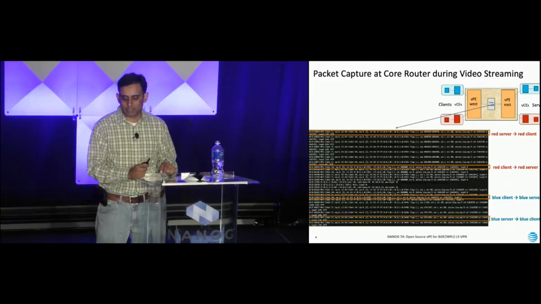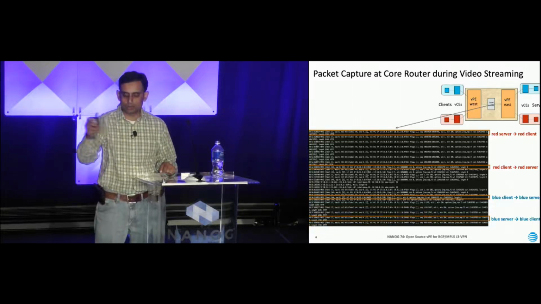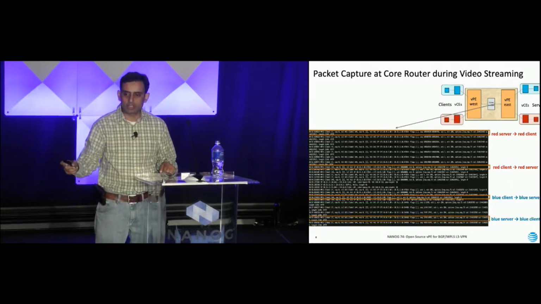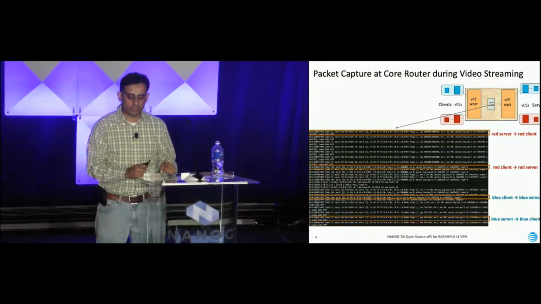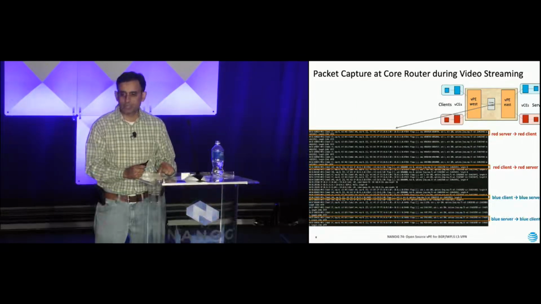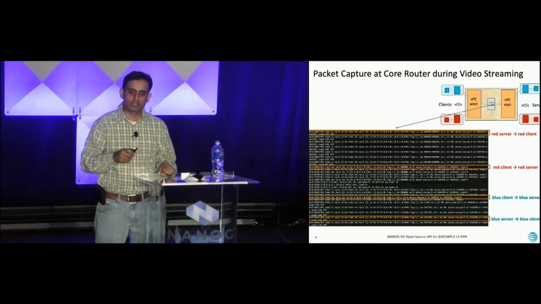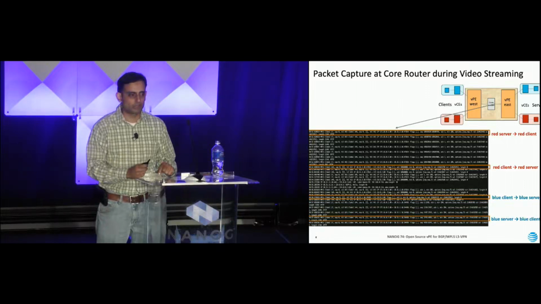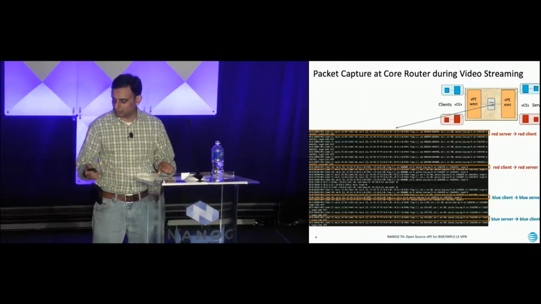Similarly, the third packet is going from blue client to blue server, and again you see a single label, which is 144, which corresponds to the blue VRF on VPE East. And the last packet is again going in the other direction from blue server to blue client, and you can see two MPLS labels, the outermost being the label for VPE West, and the innermost label is for the blue VRF. Okay.